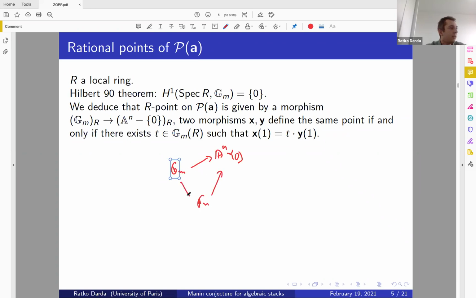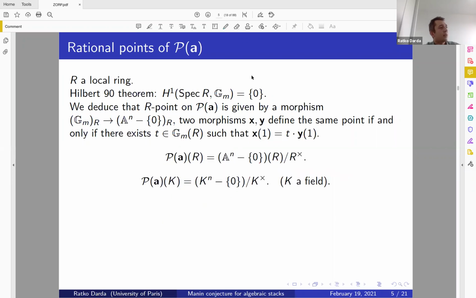If you have another one, then you say that these two morphisms define the same point if there exists t in G_m(R) such that when you multiply by t and you compose by Y, you get X. In other words, because Y is G_m-equivariant, you can see t as a morphism, so Y composed with t is equal to t composed with Y is equal to X. And then the condition is in fact that X(1) is equal to t multiplied by Y(1).